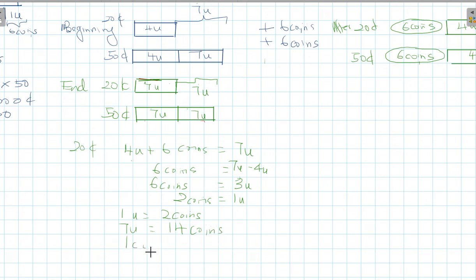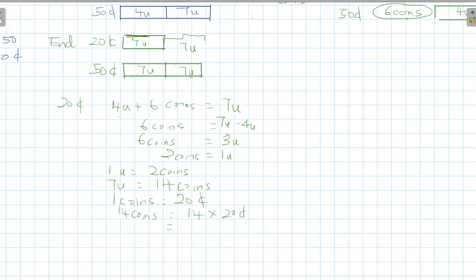If 1 coin, because I asked money, right? I asked about what is the money inside. I didn't ask what is the number. I repeat in my previous questions as well. Equals to 20 cents. 14 coins will give you 14 times 20 cents will be 280 cents equals to $2.80.